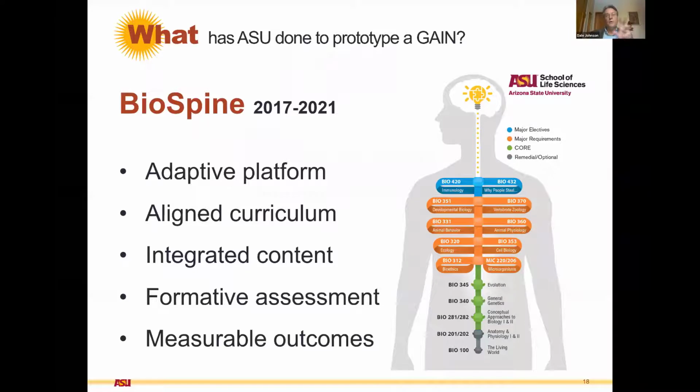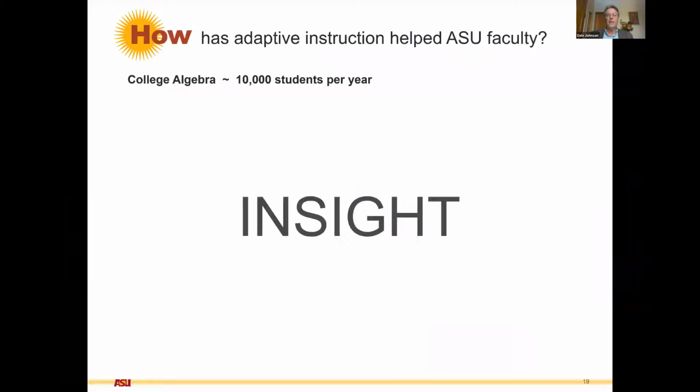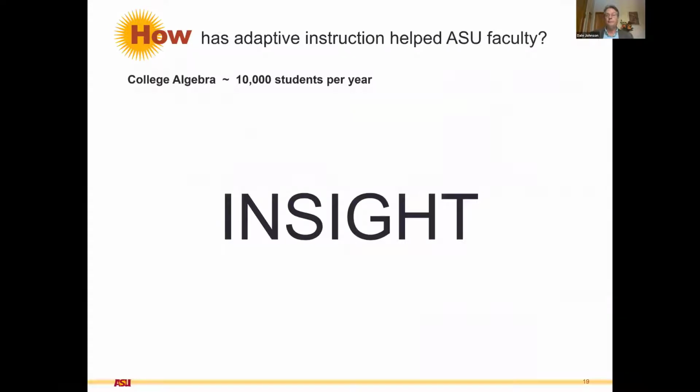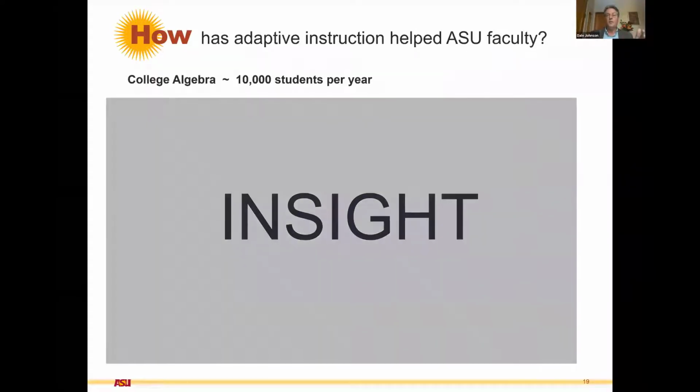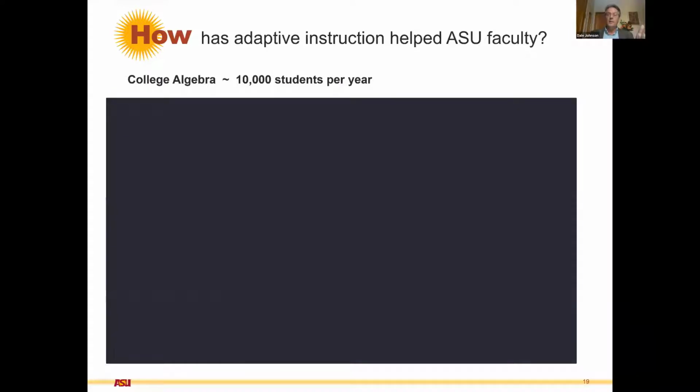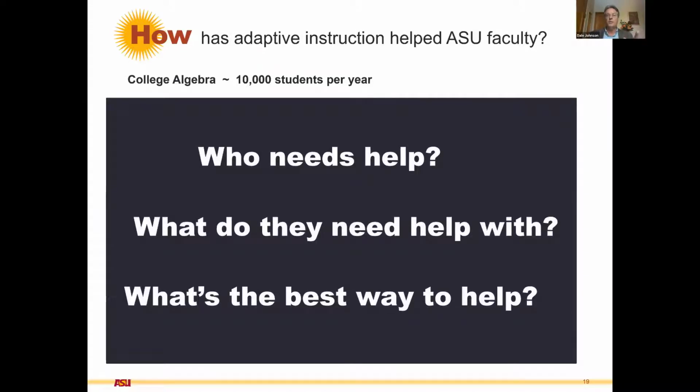And what I want to talk about is how do we extend that into a more nimble environment and open it up to the rest of the world? Because for us, the technology is giving us new insight. I'll give you an example of college algebra. We have approximately 10,000 students per year in this course. Up until 2015 or so, we were living in a black box world. We couldn't answer basic questions about our students, like who needs help and what do they need help with. So we had to tear the cover off of that black box.